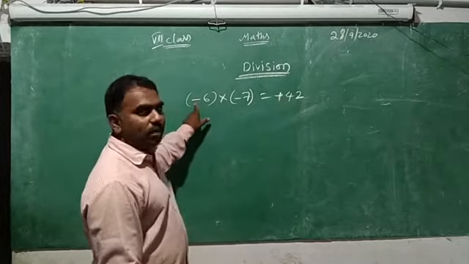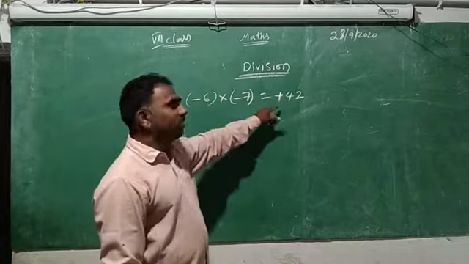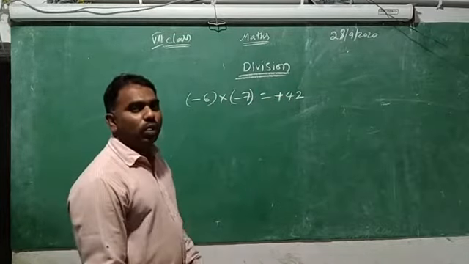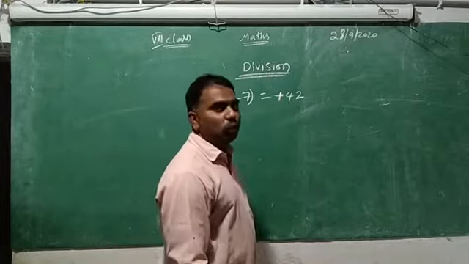First we need to multiply the symbols, then we need to multiply the numbers. Minus into minus will become plus. 6 times 7 is 42. Okay, so it is very easy. You can understand it.